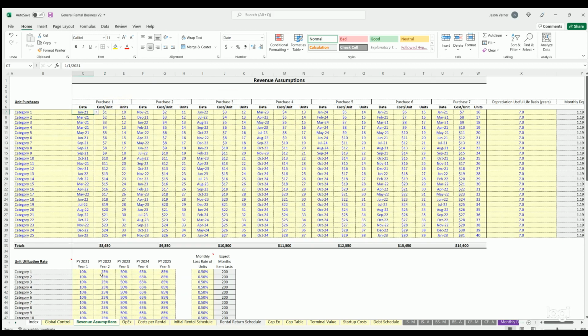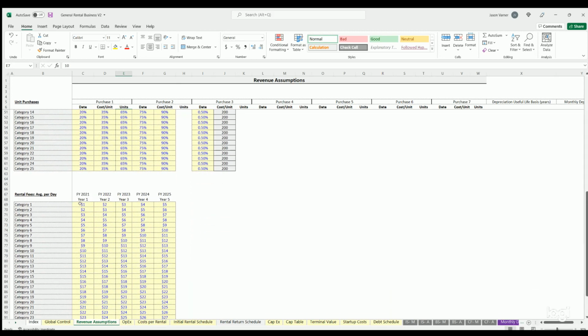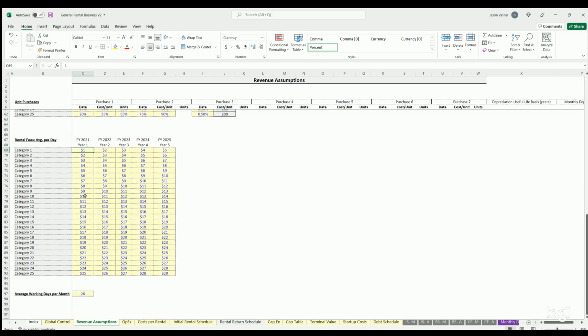Next, we move on to the revenue assumptions. So this is where we're actually defining the scale out of the rental business. You can do up to 25 categories of things, and then each category can have up to 7 purchase rounds within the 5 years. In each round, you could define the cost per unit and the amount of units purchased. All that will then flow to the depreciation schedule, as well as start in on the revenue based on the units being rented out, and then this schedule for rental fees average per day for the units of each category.